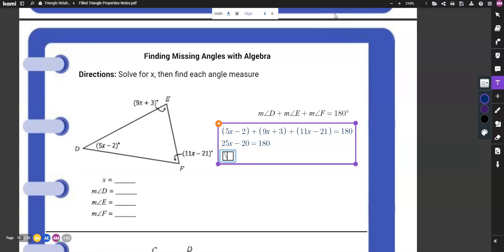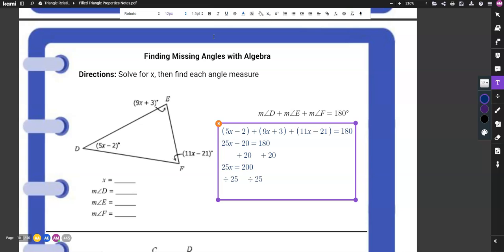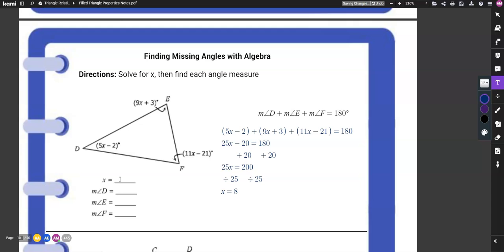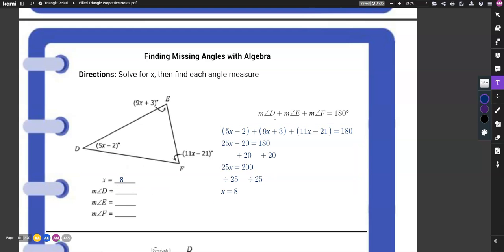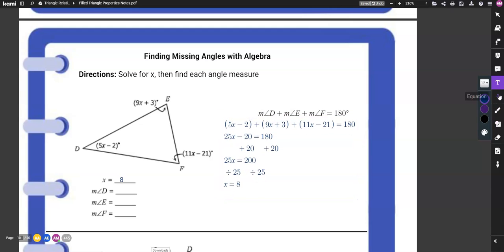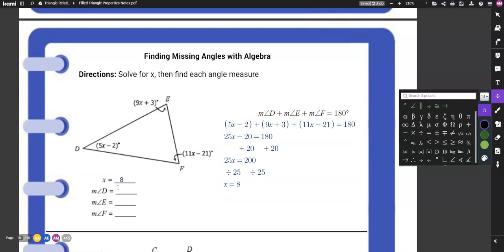We are going to add 20 to both sides, which will give us 25x is equal to 200. And then, of course, we will divide both sides by 25, which will give us x equals 8. So then we're going to use that information to determine the measure of angle D, E, and F. So we have D, which is 5x minus 2. 5 times 8 is 40, minus 2 equals 38 degrees.